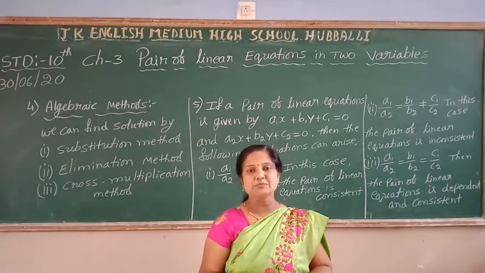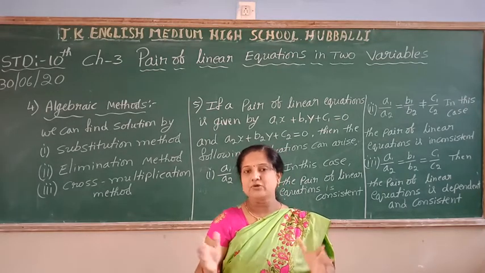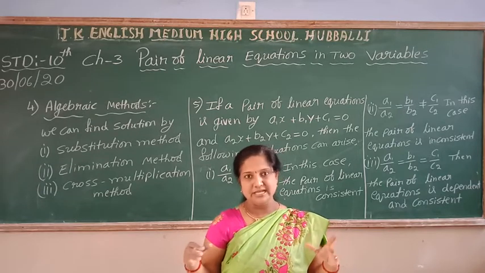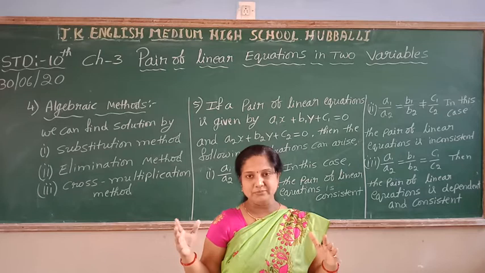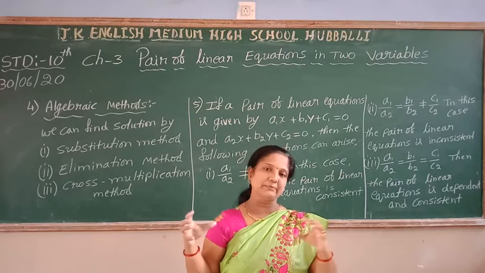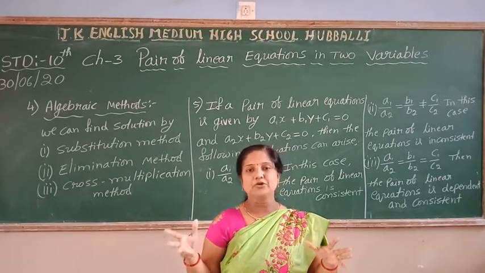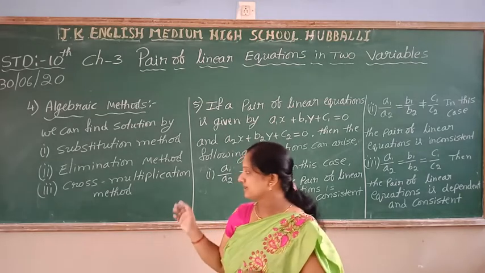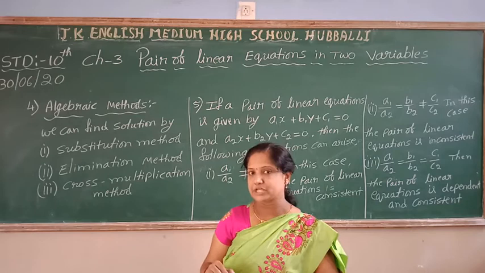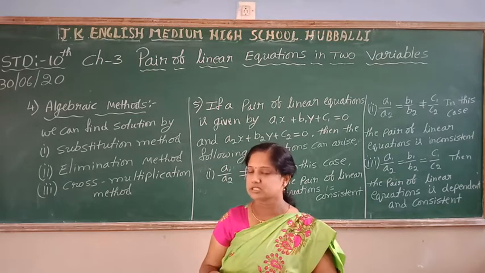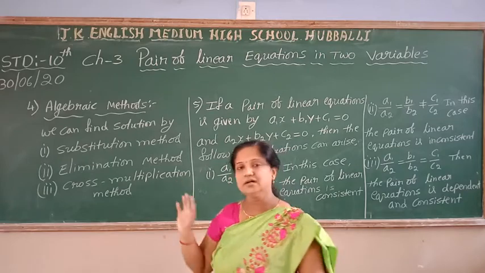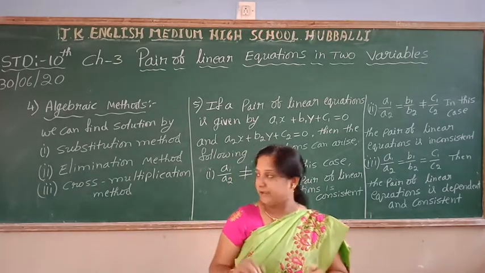Another one is the cross multiplication method. We are going to multiply the numerical coefficients of both the variables and the constants: a1, a2, b1, b2 and c1, c2. We multiply crosswise and find the value of x and y. According to the method, they kept the name cross multiplication method. By using all these three methods, we can find the value of x and y.